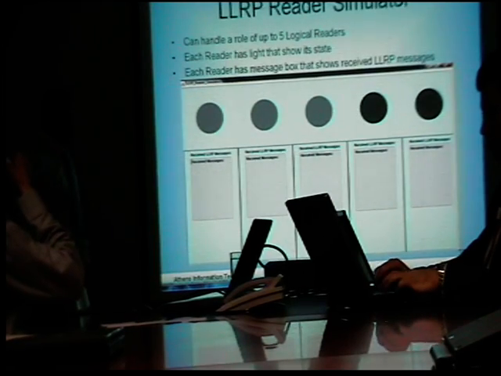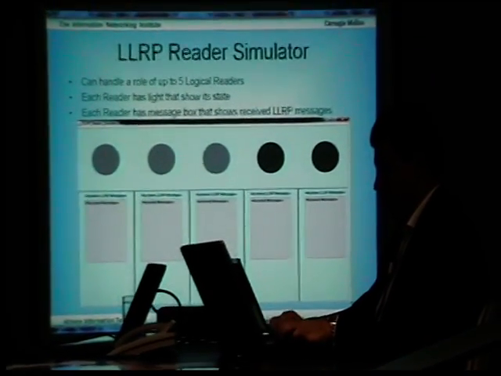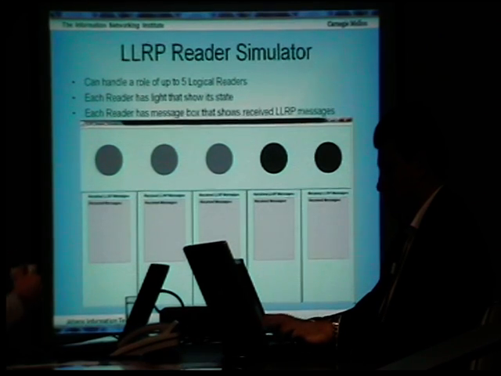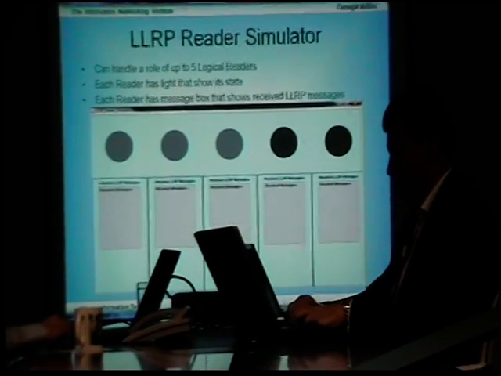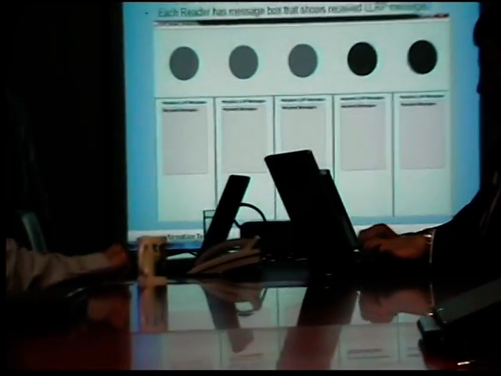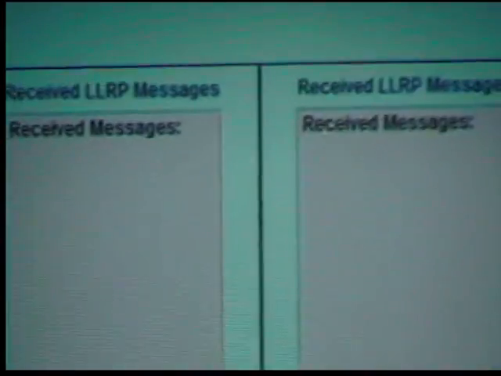So I also created a logical reader, a low-level reader protocol simulator, which receives the messages from the protocol and from the client. Each reader has lights, and the light shows the state of the reader. It can be yellow, green, or red. Yellow means that it is enabled, green means that it is reading, and red means that it is disabled.